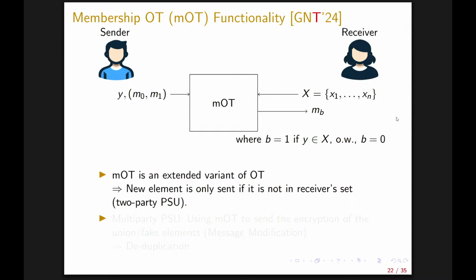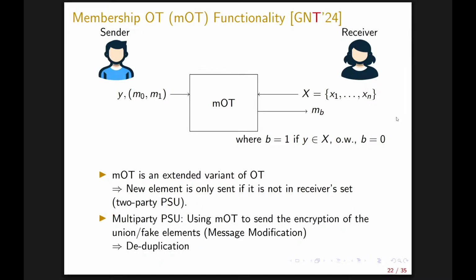So, membership OT, like the name says everything, right? The sender has Y, the receiver has X. You want to send M0 or M1, depending on whether Y belongs to X or not. So you can think of membership OT as a variant of OT for sure. You can use membership OT for the 2-party setting. For multiple parties, you use membership OT to send the encryption of true or encryption of fake items.